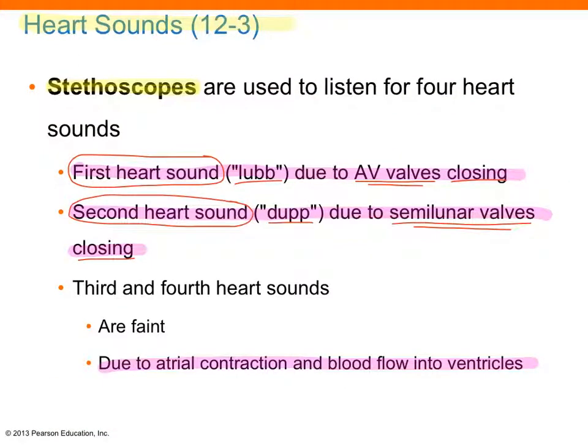There are certain heart sounds, and there are certain tools used to listen to the heart. A stethoscope is a tool that a doctor or nurse uses to listen to the sounds of the heart. The first sound is lub. That's due to the closing of the atrioventricular valves. The second heart sound is dub, and that's due to the closing of the semilunar valves. The third and fourth sounds are very faint, but they're due to the atrial contraction and the blood flow into the ventricles.